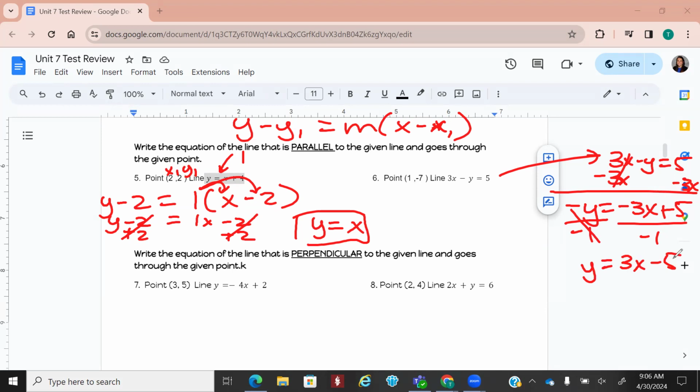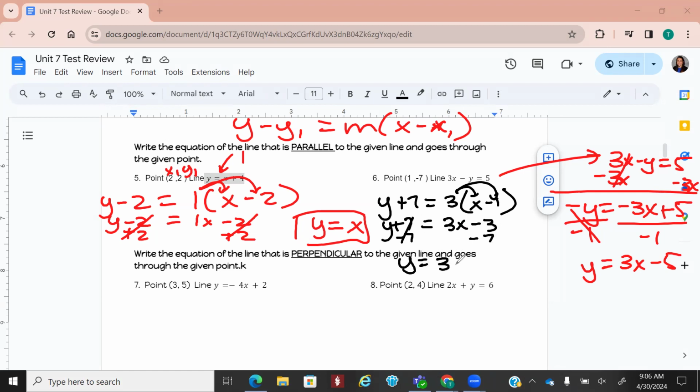Now, what's your slope? 3. Okay. So then we're going to plug in. So y minus negative 7, that'll make that plus, equals 3 times x minus 1. I'm going to distribute. And then I'm going to move that 7 to the other side by subtracting. So y is going to equal 3x minus 10. Questions?